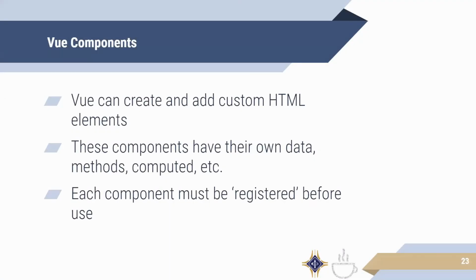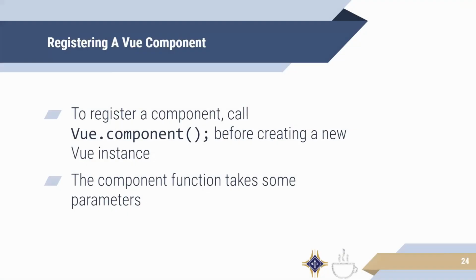Vue can actually create and modify custom HTML components. These components will have their own data, their own methods, their own computed properties, their own event handlers, you name it. However, the one catch here is every component must be registered before you can use it in your code. Registering just means that we tell Vue that our component exists, and that anytime it sees our custom HTML tag, it should replace that tag with some pre-made code that we define before our main Vue instance.